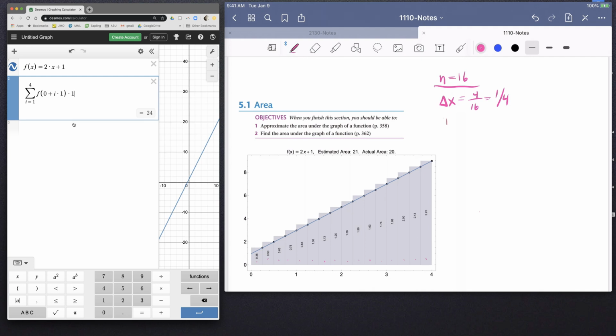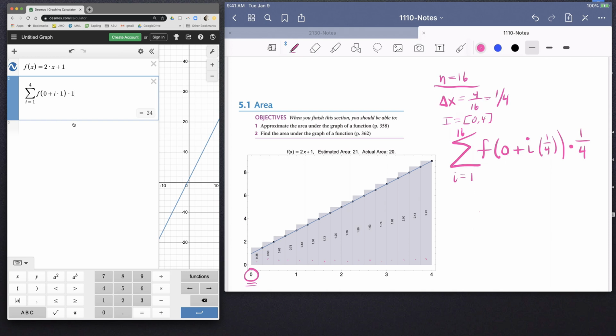We know that the interval goes from 0 to 4, so we know that we're going to have the summation. The number of rectangles is going to go from 1 up to 16. We're going to have the function evaluated at the left endpoint 0, so 0 is the left end of the interval, and because we're doing right endpoints, we need to add on a little bit. We're going to add on i rectangles, i going from 1 to 16. We're going to multiply by delta x, which is 1/4, and then we need to multiply by the width of those rectangles, which is delta x.